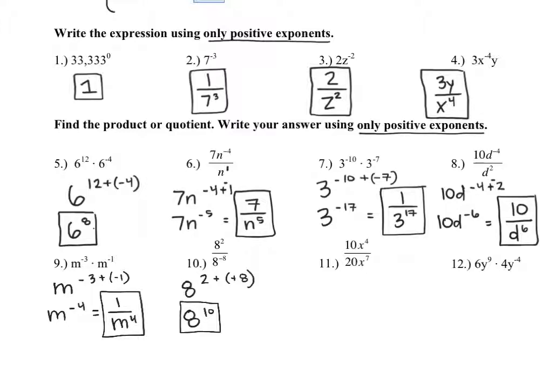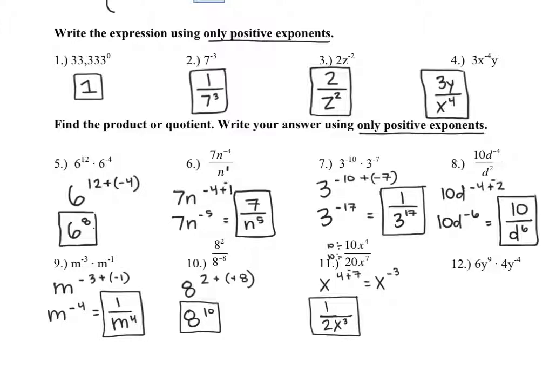Now, number 11 is a little bit trickier. So x is the base. So as I look at just the base, this would be x to the 4 minus 7 power, which is 4 plus negative 7. So this is x to the negative 3rd power. But I also need to deal with the 10 and the 20, which can be simplified. I can divide both of those by 10. So I end up with 1 over 2, and because this is a negative exponent, this would go to the denominator. So the correct answer here is 1 over 2x to the 3rd power.